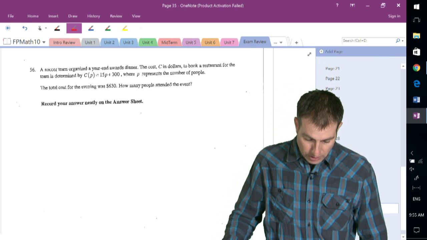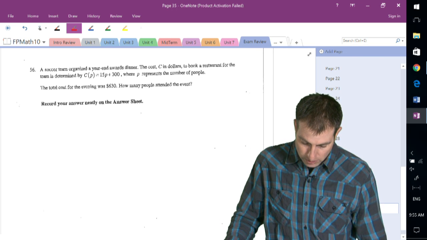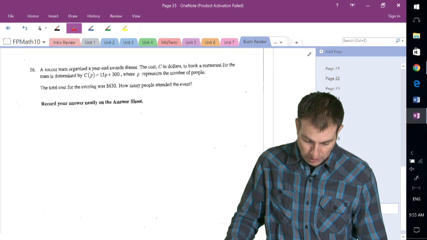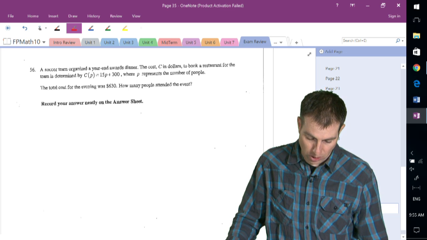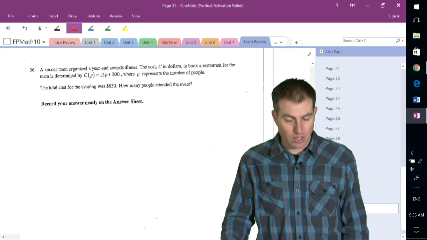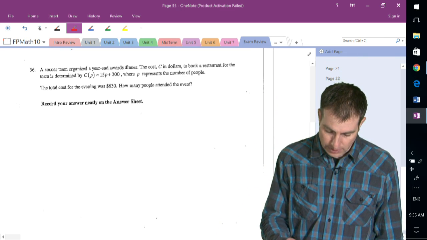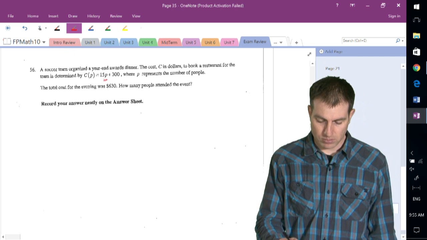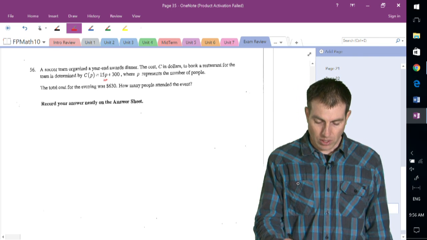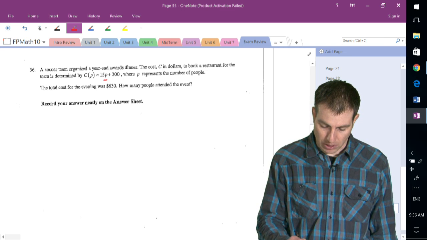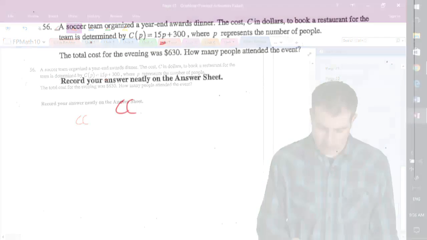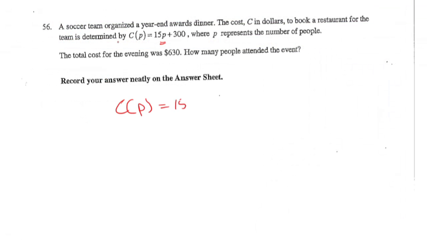So soccer team organized year-end awards. The cost in C dollars to book a restaurant is determined by 15p plus 300. P represents the number of people. The total cost for the evening was $630. How many people attended the event? So this is kind of a function notation question. It says that 15 times the p. So what does this equation really mean? Let's just rewrite it. C as a function of p is 15p plus 300.